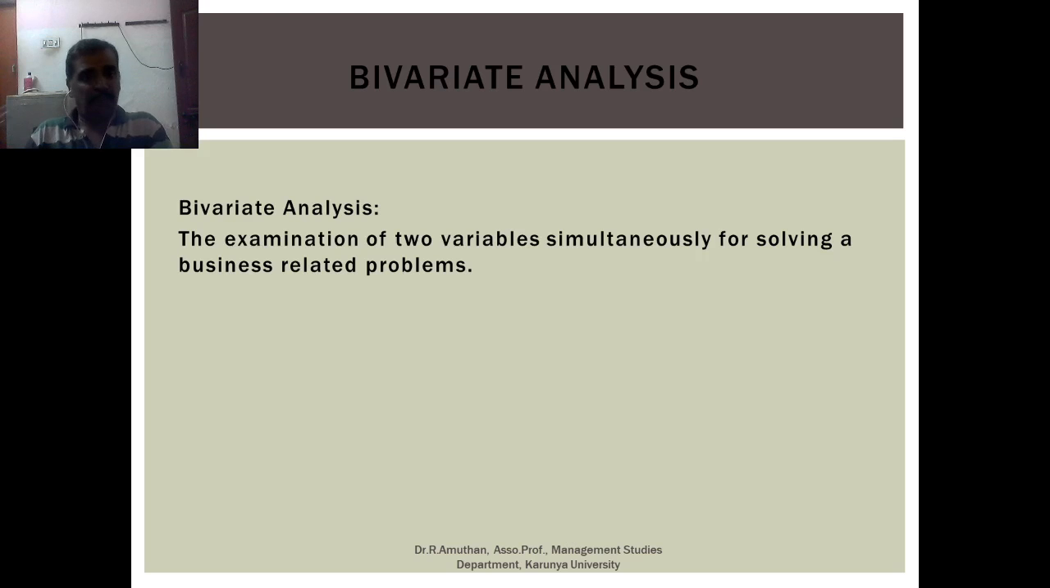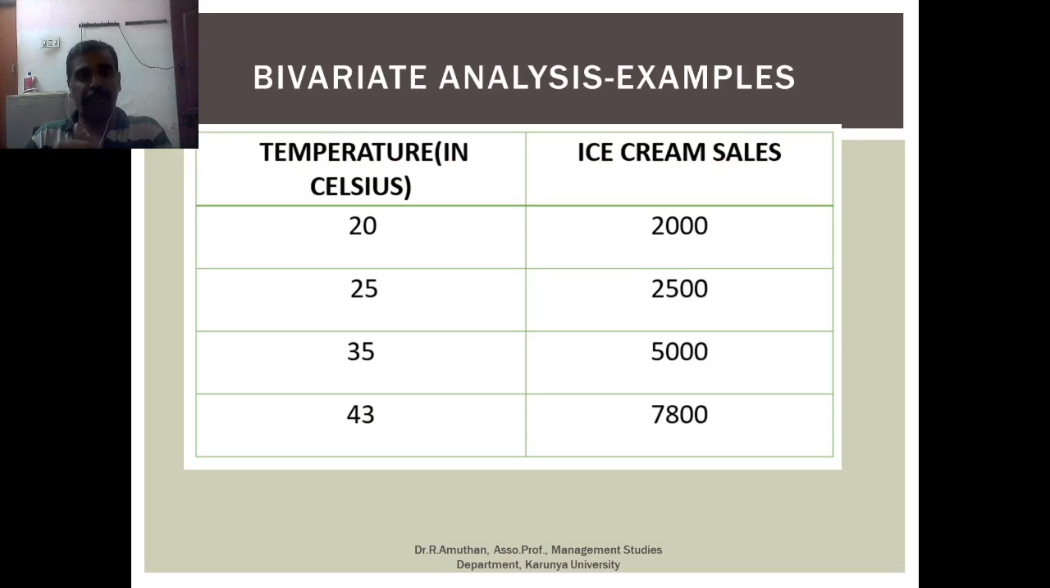Okay. Now coming to the other one, called bivariate analysis. Here you do it with two variables. You have to examine two variables simultaneously for solving a business-related problem. So how do you do that? Let me show you: temperature in Celsius and ice cream sales. You choose whichever district you want. For example, Hyderabad, which is by itself a district, or Chennai, or in Gujarat, Ahmedabad is a district. You choose that.